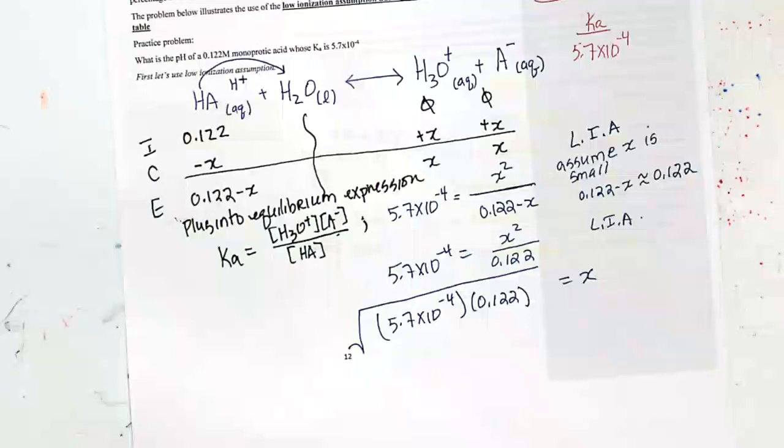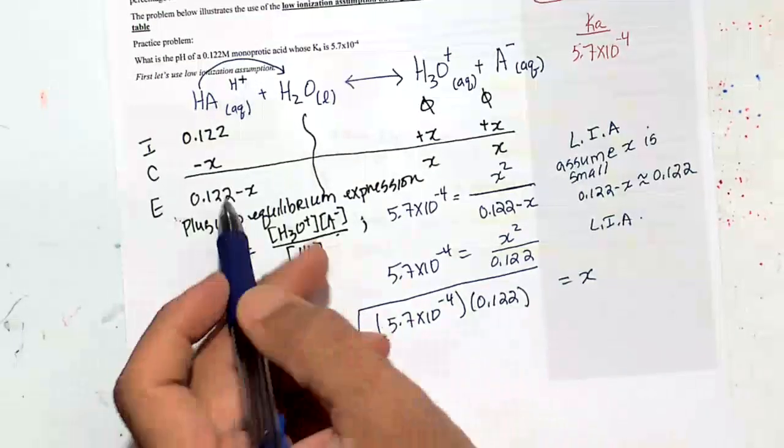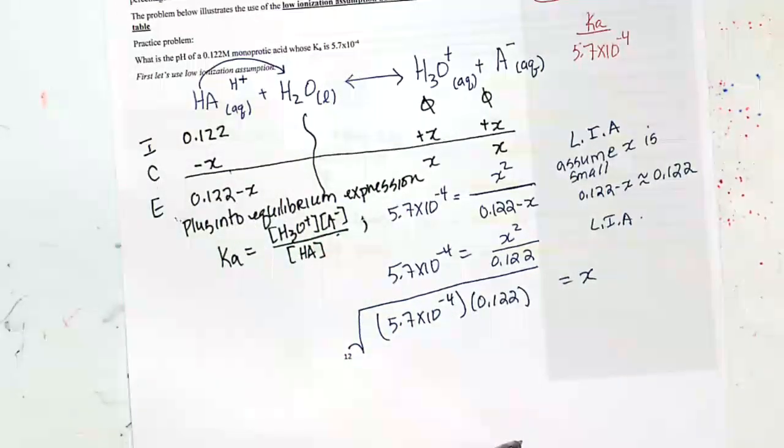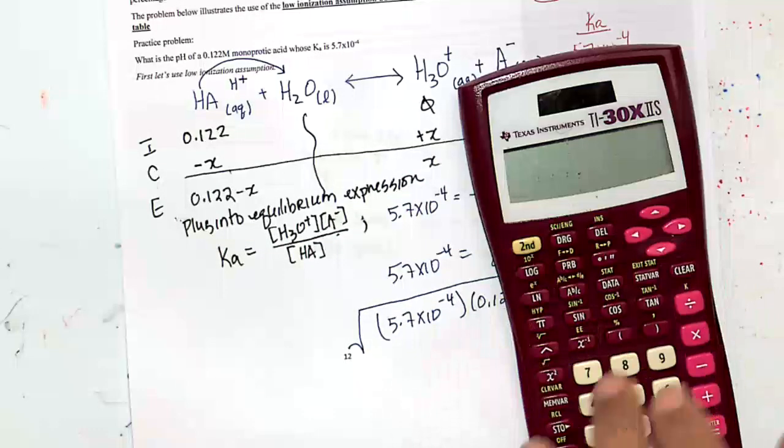So like a small x, like a negative x there, do we just get rid of that because we're assuming it's small? We're assuming this value of x is small. And that means that we just ignore that when we're solving for it, right? Correct.